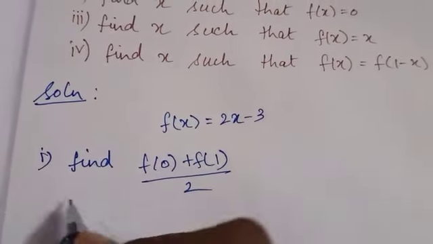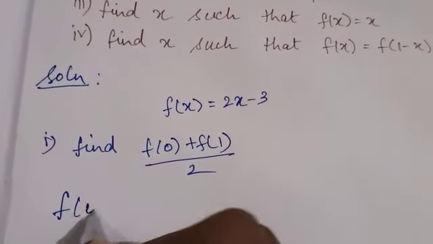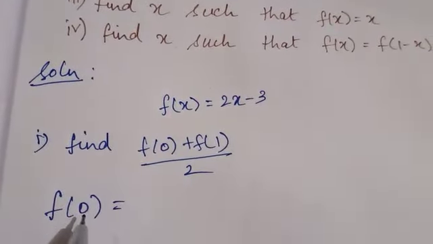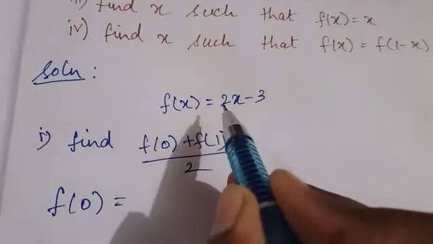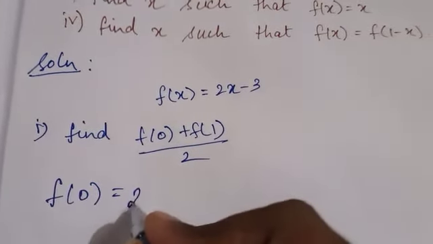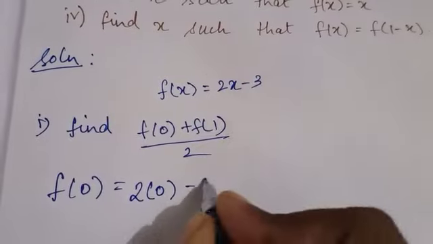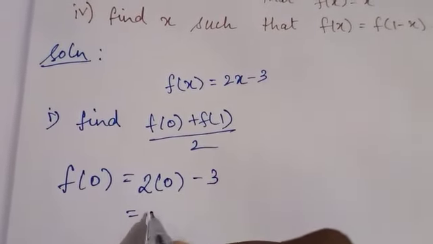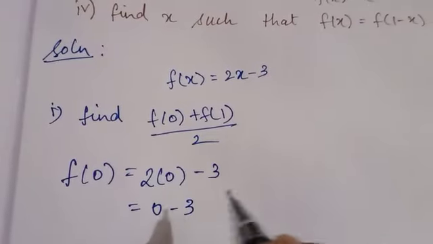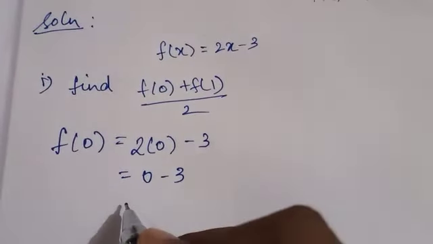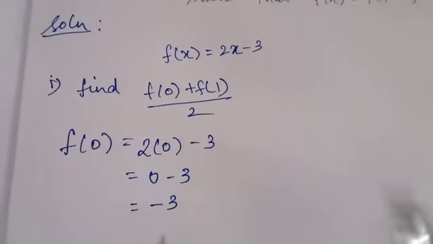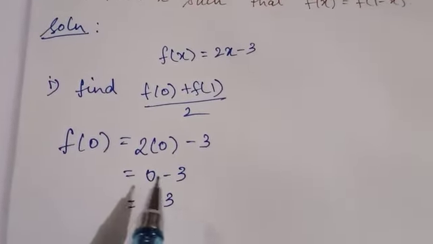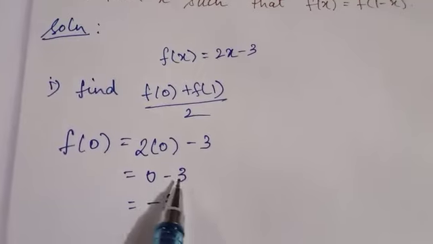So what is given first? f of 0. So here in the place of x I have 0. So I'm going to substitute this 0 in this equation. So 2 in the place of x I'm substituting 0. So 2 zeros are 0 minus 3. So 0 minus 3 is minus 3. Plus and minus we are going to minus.